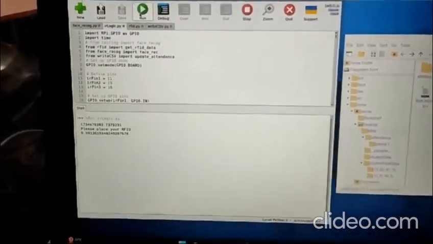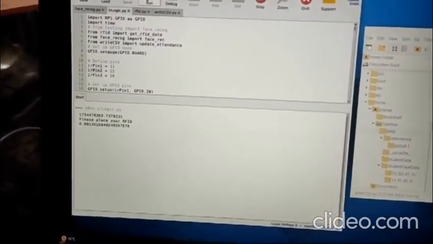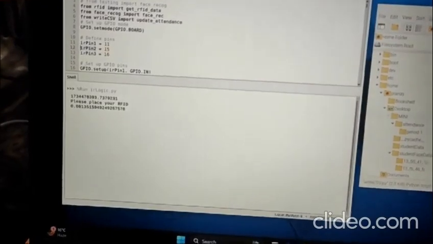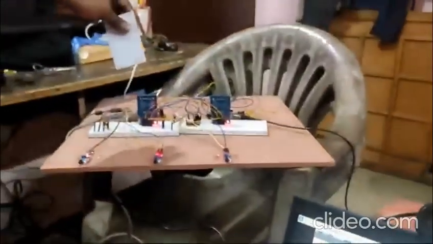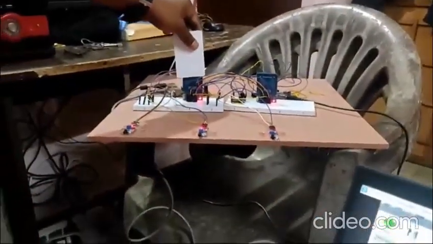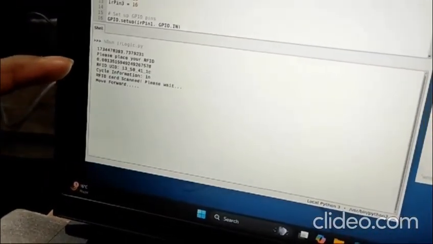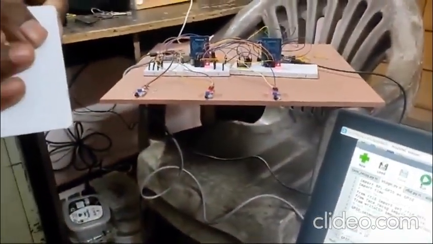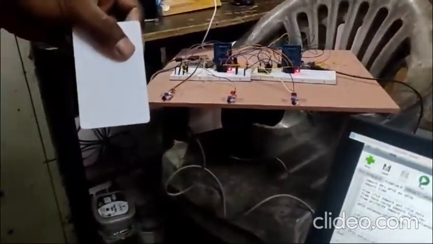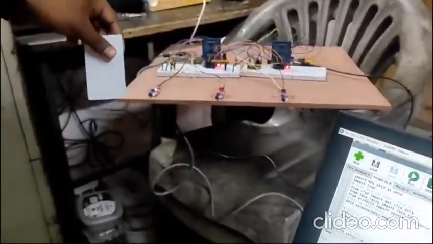As you can see, the system is monitoring the attendance, and it's saying, "Please place your RFID card." Whenever I place my RFID card at the in cycle, the RFID is scanned with the details in it, which is in cycle. I'm representing my RFID card as my person.